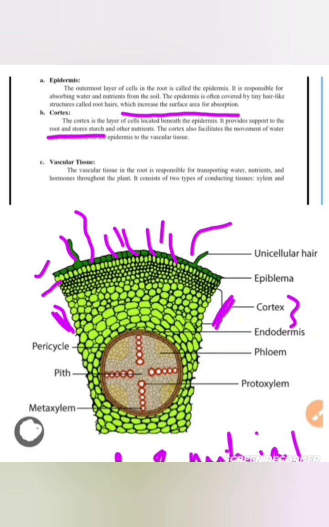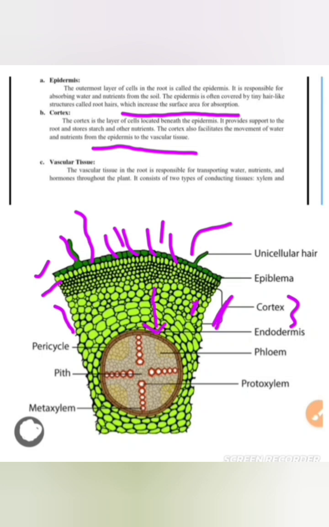The cortex also facilitates the movement of water and nutrients from the epidermis to the vascular tissue. So which are the vascular tissues? Xylem and phloem. Phloem helps in the transport of photosynthetic products, and xylem helps in the transport of water and minerals.